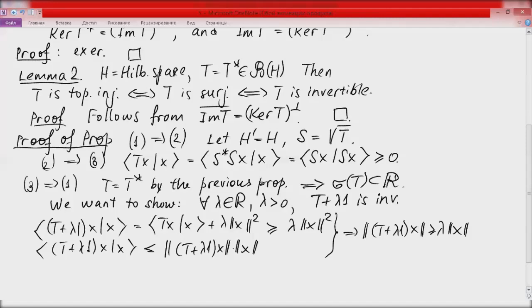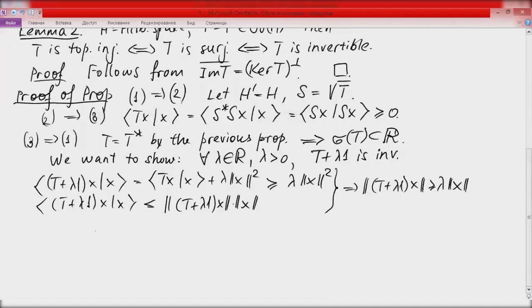So this inequality implies that our operator T plus lambda 1 is topologically injective. And by lemma 2, we conclude that this operator is invertible. And this completes the proof. So this implies that T is positive.